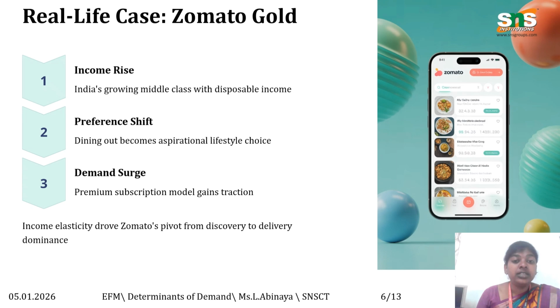A real-life case: Zomato Gold. Income rise, preference shift, and demand surge. With rising income, India's growing middle class has disposable income. In the preference shift, dining out becomes an aspirational lifestyle choice. So the demand surge is that the premium subscription model gains traction. Income elasticity drove Zomato's pivot from discovery to delivery dominance.